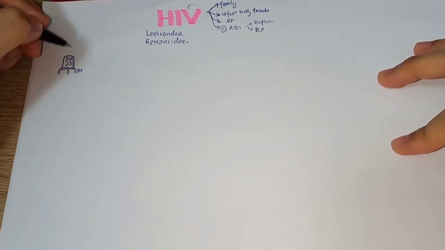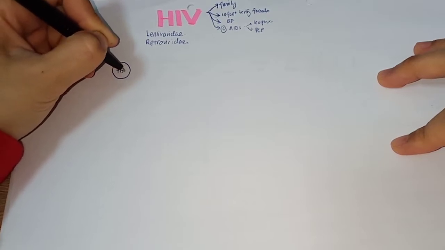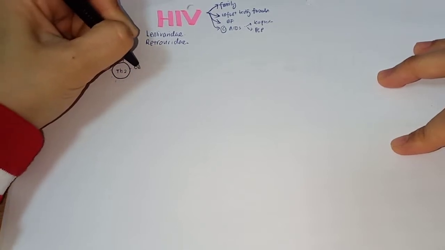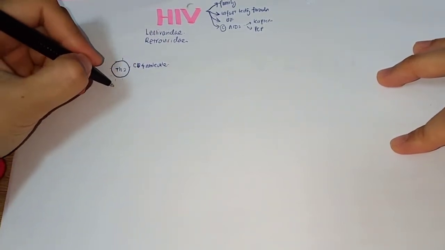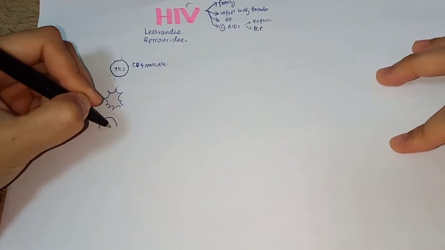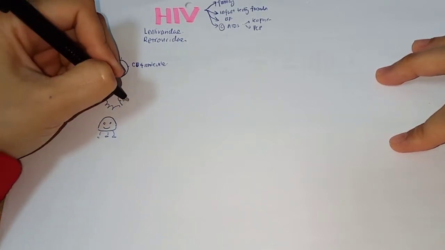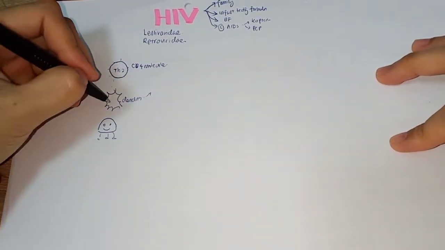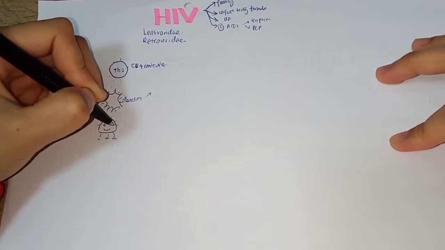What it does is it attacks mainly the T helper cell, the CD4 cells, with CD4 molecules. Apart from T helper cells, it also attacks the dendritic cells and the macrophages. The dendritic cells usually go to the lymph nodes and cause lymphadenopathy. All of these have CD4 molecules on the surface.